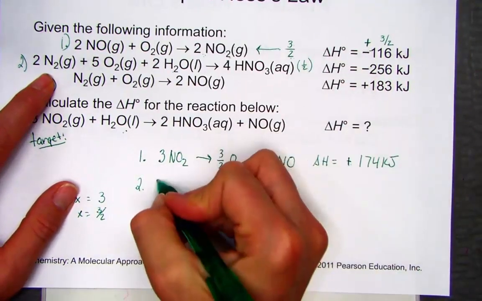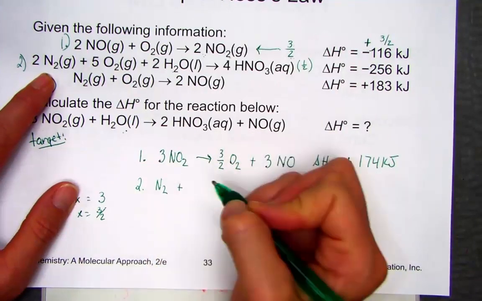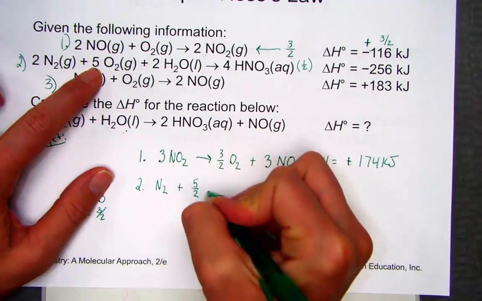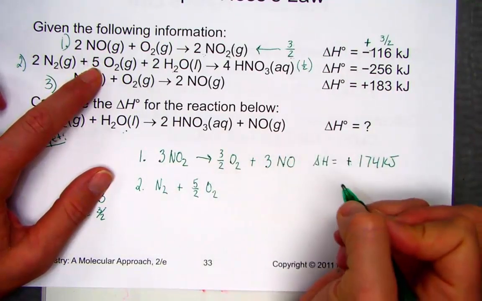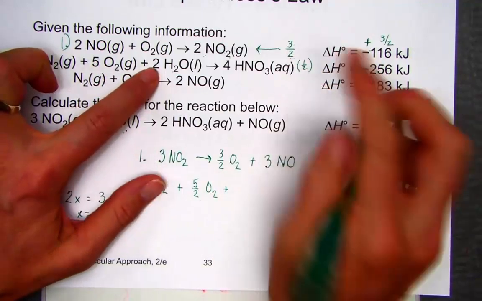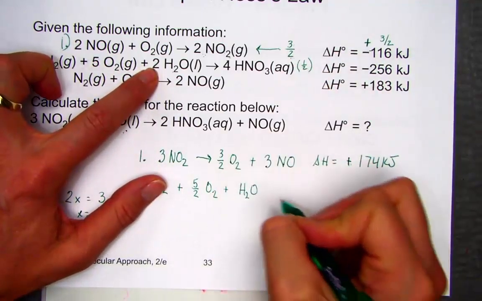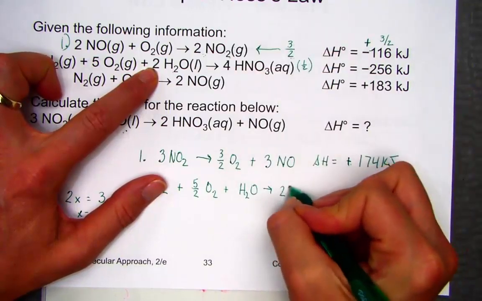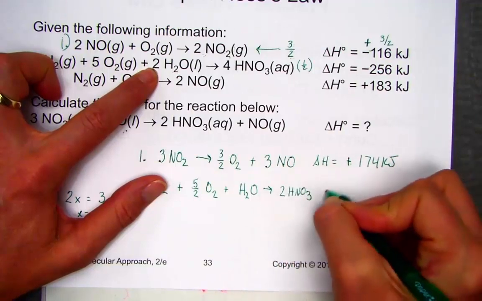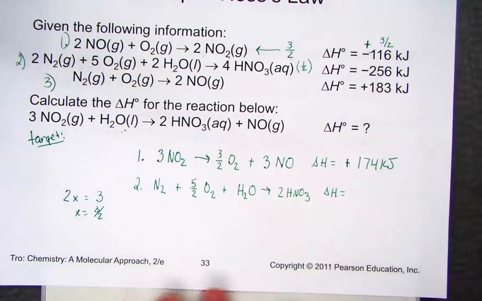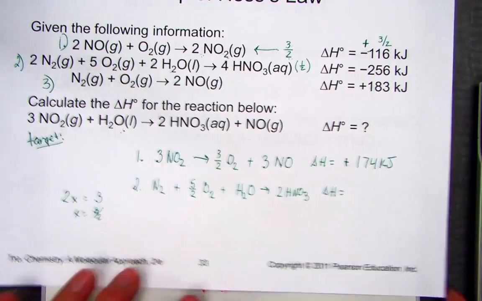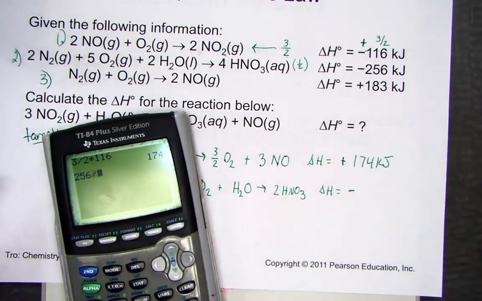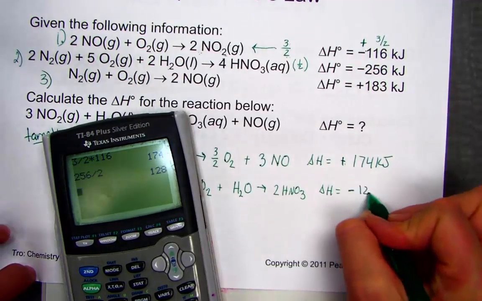So let's do that together. 1/2 of 2 is 1 molecule of nitrogen, plus 1/2 of 5, I'll just write as 5 halves oxygen, plus 1/2 of 2 is a single water, 1 water. Then we have an arrow. 1/2 of 4 is 2 HNO3s. Let's adjust the delta H. Distributing 1/2, I'm going to leave the sign the same. It's still negative, but 256 cut in half is 128 kilojoules.